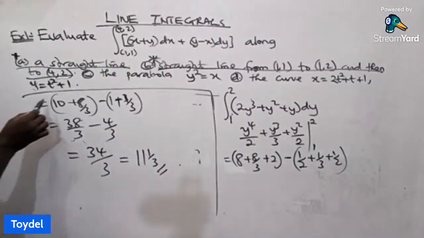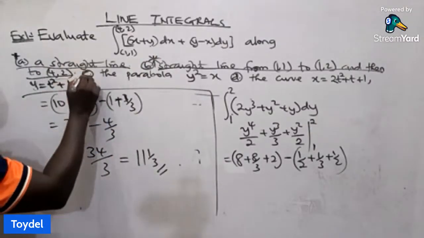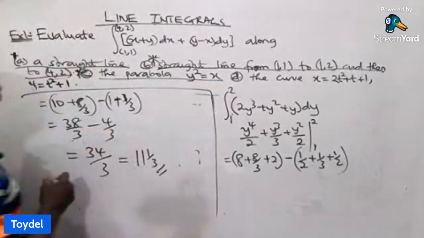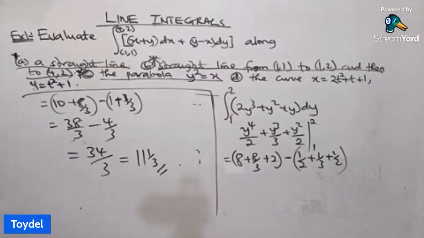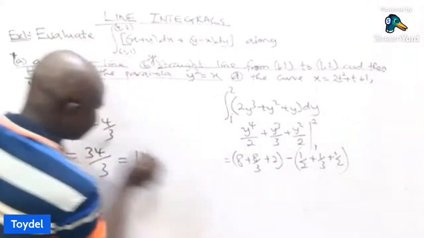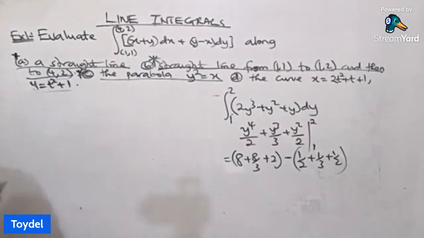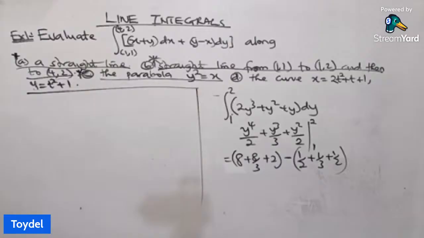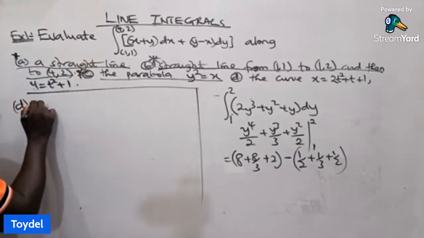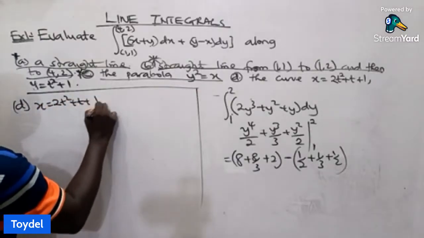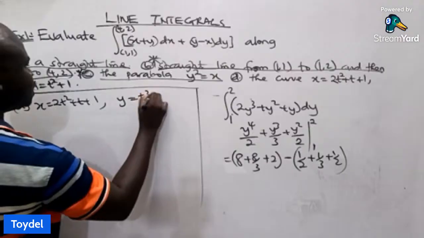Then the third one, we have also evaluated this line integral along the parabola. This parabola y squared is equal to x. Then finally, we want to evaluate the line integral along this curve. The final one, along the curve, x is equal to 2t squared plus t plus 1. Then y is equal to t squared plus 1.